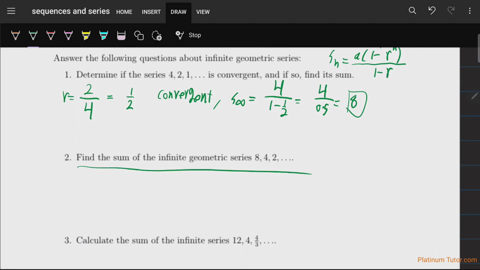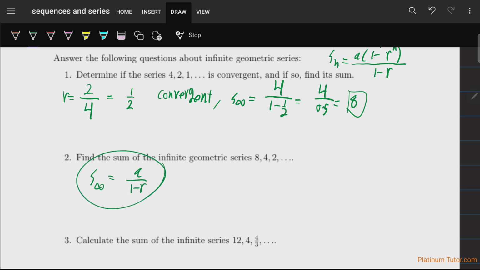It says find the sum of the infinite geometric series. Okay, again, we have to first determine if this is convergent or not, because if it's not convergent, I can't use this formula. We only are allowed to use this formula if the common ratio is between -1 and 1. So let's see, what is the common ratio? Well, it looks like the common ratio, again, here is 1/2, because we can see that the numbers are getting cut in half every time.